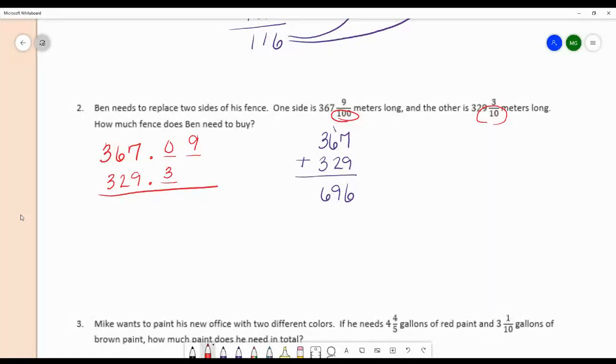Then I can add 9 plus nothing is 9. Nothing plus 3 is 3. Decimal straight down. 9 and 7 is 16, and I carry. 6 plus 2 plus 1 is 9. And 3 plus 3 is 6. So 696 and 39 hundredths meters is what he'll need. All right, we're good.